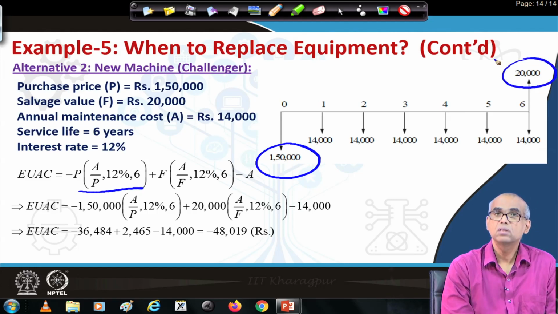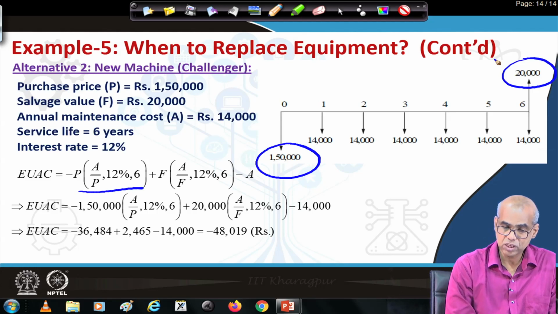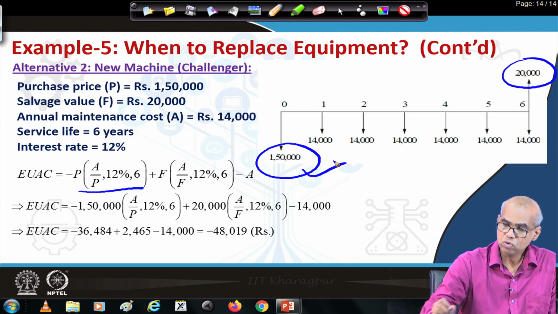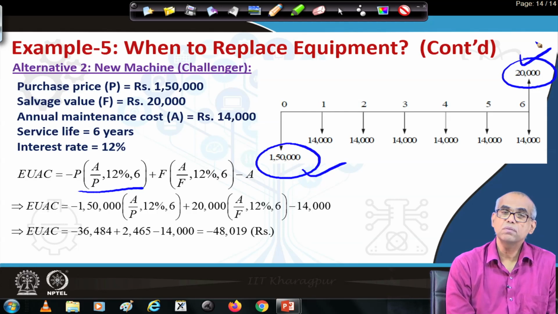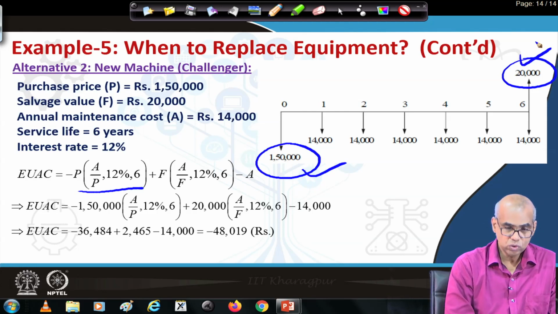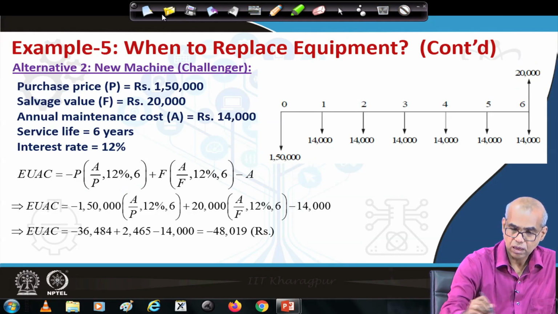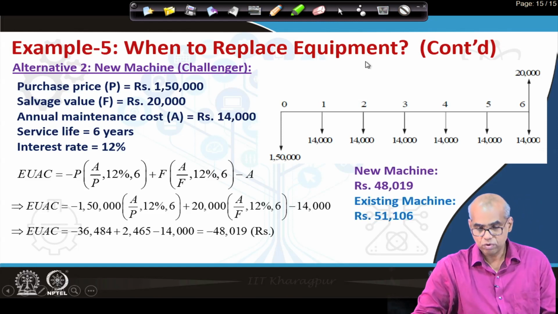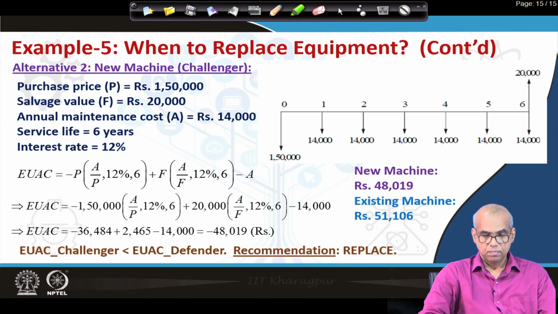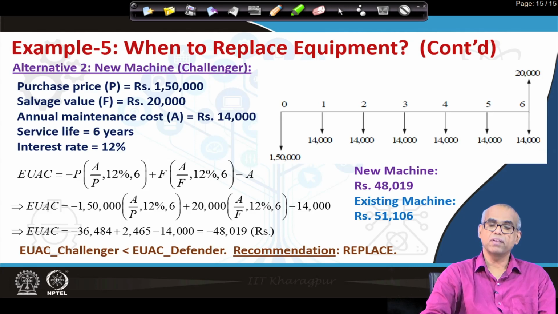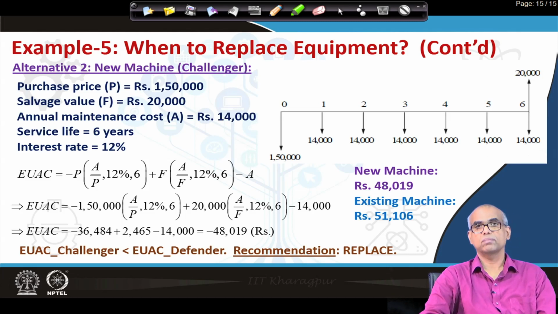This is also annualized over a 6-year period with 12% interest, while 1,50,000 is a negative cash flow, rupees 20,000 is a positive cash flow. So, if we compare the equivalent uniform annual cost for both the machines, we find that the equivalent uniform annual cost for Challenger is less than that of Defender. So, the recommendation will be that you replace the existing machine with the proposed new machine.